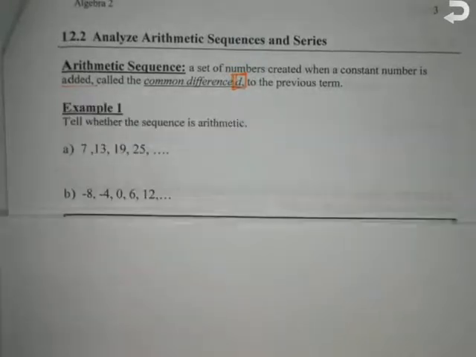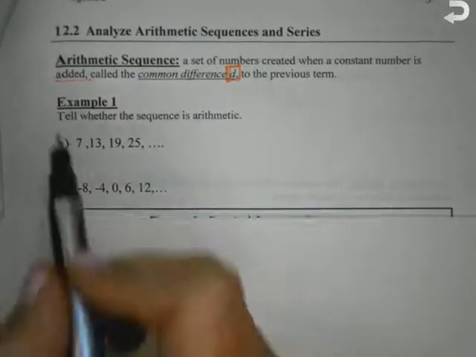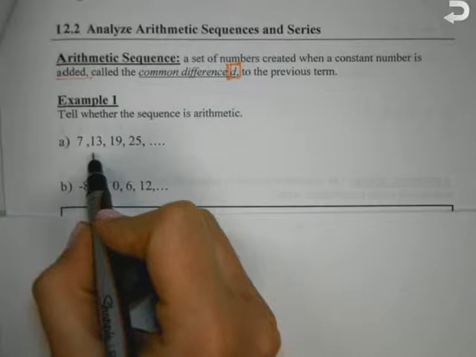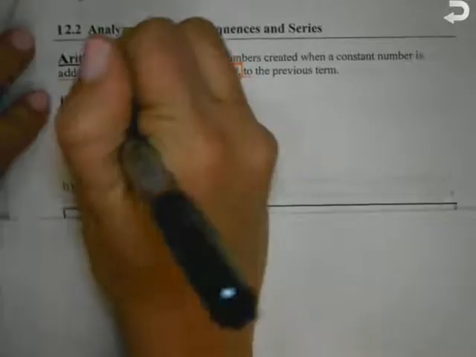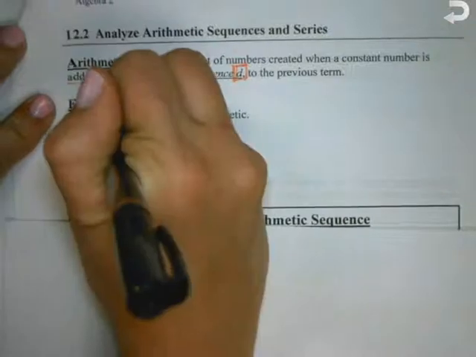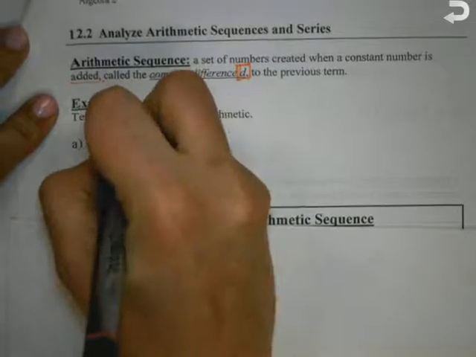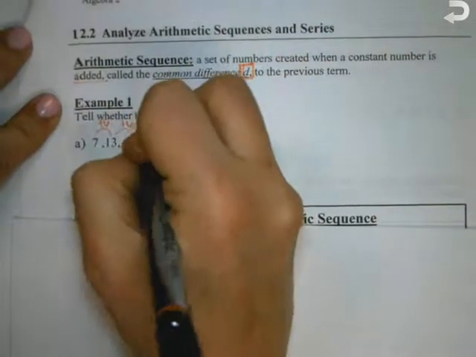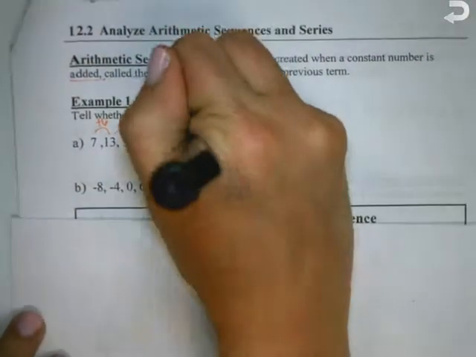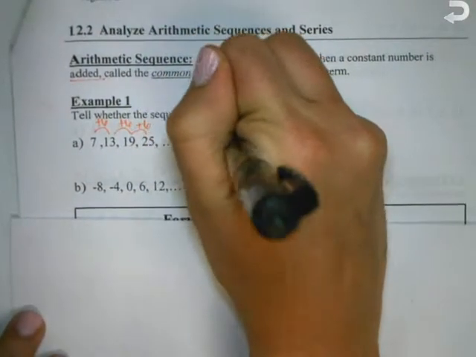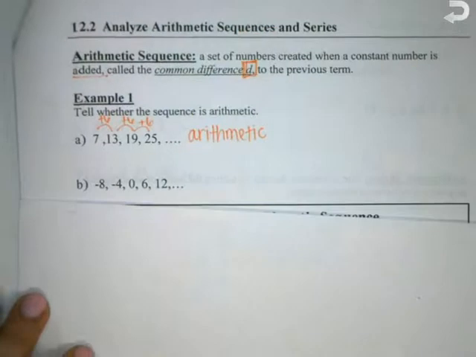In example 1, I'm just asking you, yes or no, is the sequence arithmetic? Look at part A. How much is it increasing this way? Plus 6. How much about here? Plus 6. And this one? Also plus 6. So A is arithmetic, yes? Okay. So yes, it's arithmetic. Check B, see if it's arithmetic.